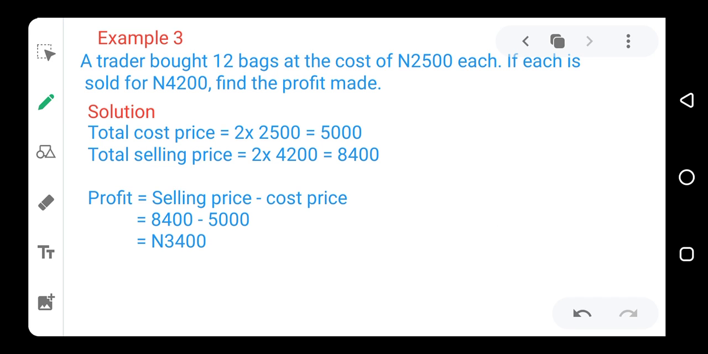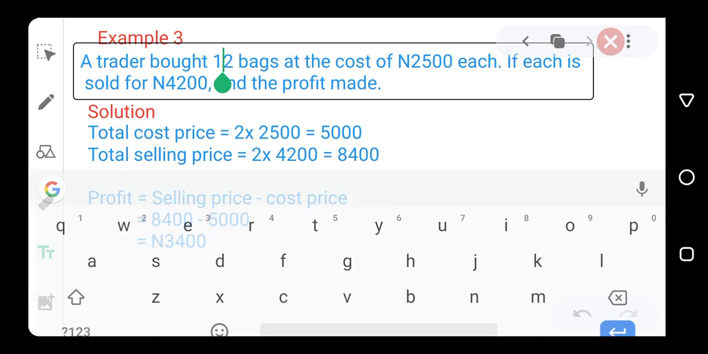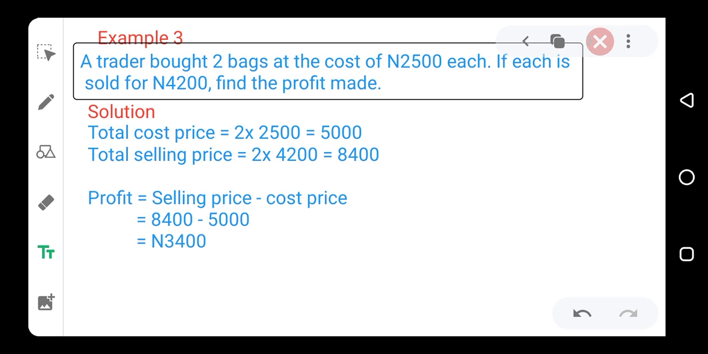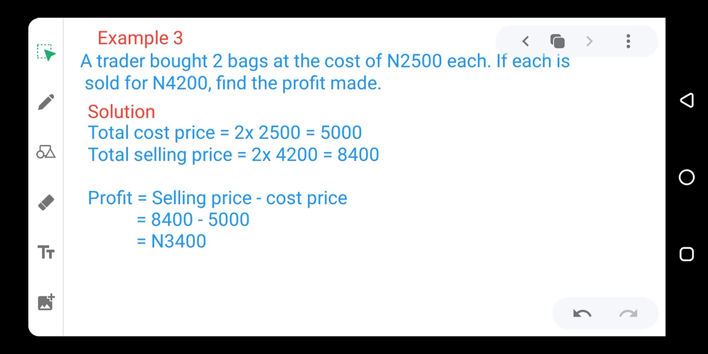We have 2 pieces, the person bought 2 pieces. A trader bought 2 bags at the cost of 2,500 naira each. If each is sold for 4,200, find the profit made. We are using 2 instead of 12. So one is bought for 2,500 naira and he bought 2. That means that the 2 is going to be 2,500 naira times 2, and that will give us 5,000 naira. That is the total cost price.